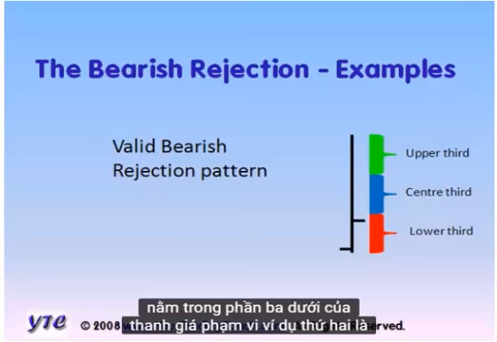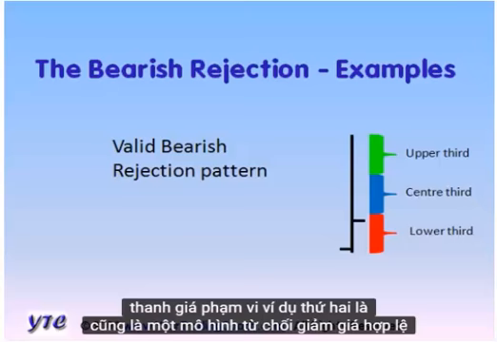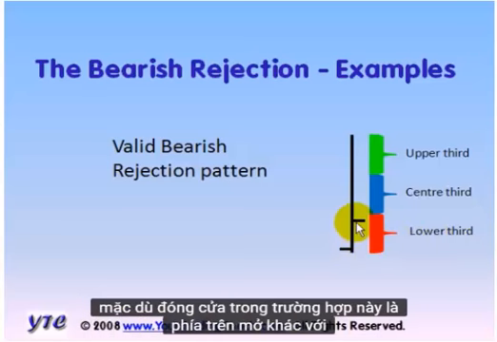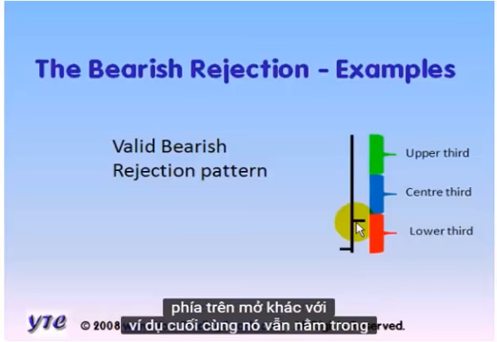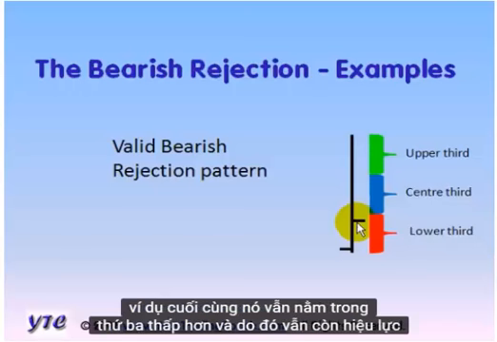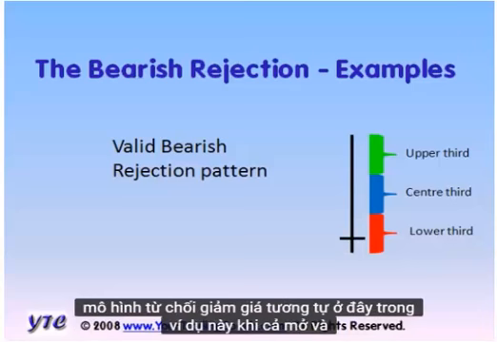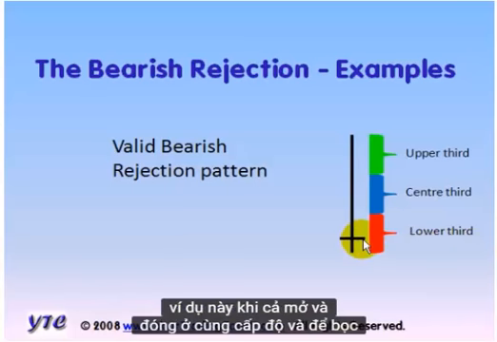The second example is also a valid bearish rejection pattern. Even though the close in this case is above the open, which is different from the last example, it's still within the lower third and still therefore a valid bearish rejection pattern. Same here in this example, when both the open and the close are at the same level.